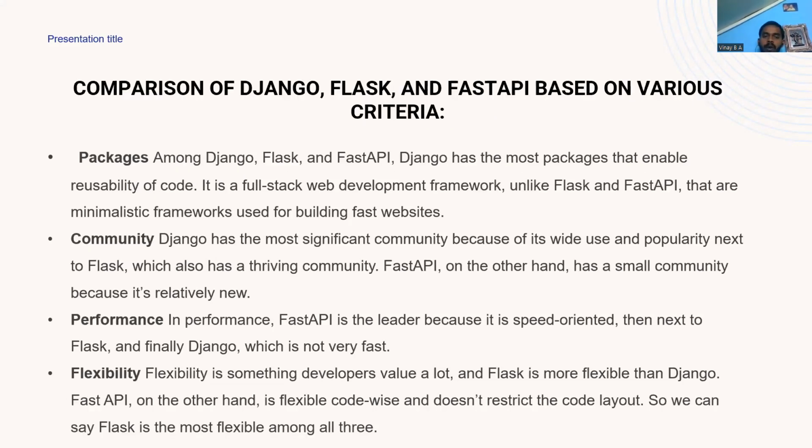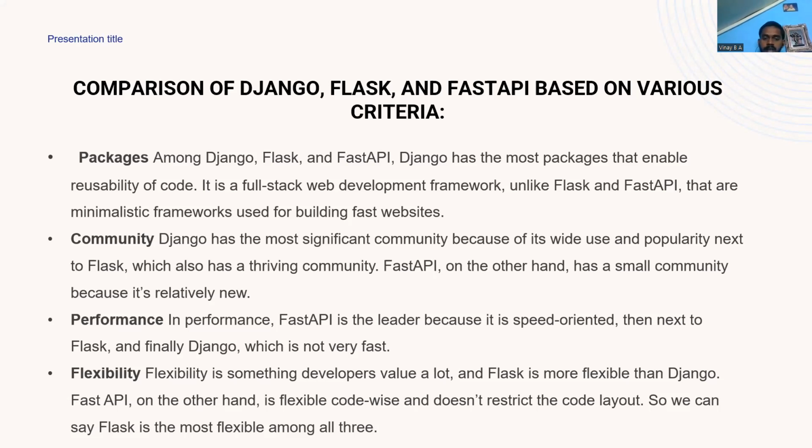Package means, among Django, Flask and FastAPI, Django has the most packages, which enable reusability of code. More packages are included in this web framework. It is also a full-stack web development framework, unlike Flask and FastAPI, which are minimal frameworks that use packages in the application. Then community: Django has the most significant community because of its wide use and popularity, next is Flask, which also has a thriving community, and FastAPI is at the other end, with a small community.